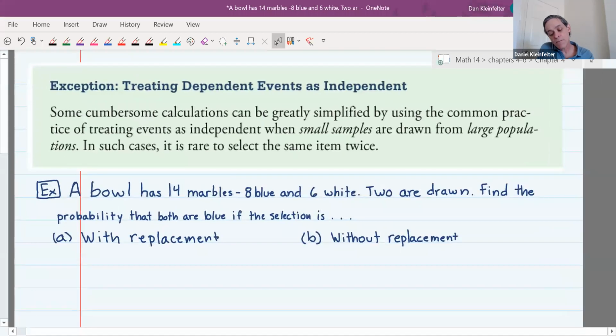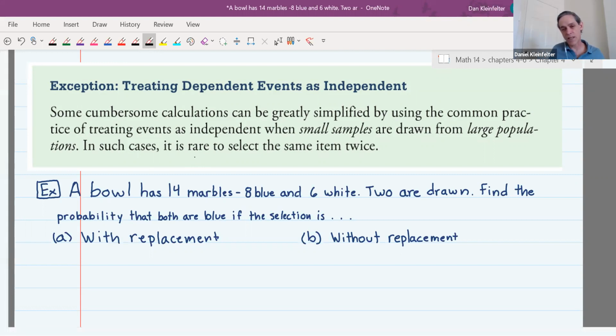Okay, so it says some cumbersome calculations can be greatly simplified by using the common practice of treating events as independent when small samples are drawn from large populations. In such cases, it's rare to select the same item twice. Like we saw for the drug test situation, it's not that likely to get that first person again. And so that made the probabilities really close. And so what we'll see is that if you treat the events as independent, even if they're not really independent, it doesn't drastically affect the result, but it does really simplify the calculation.